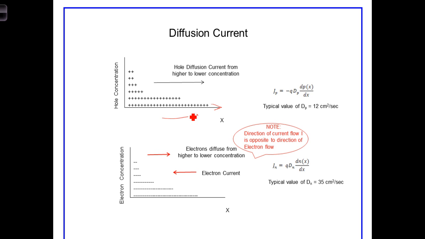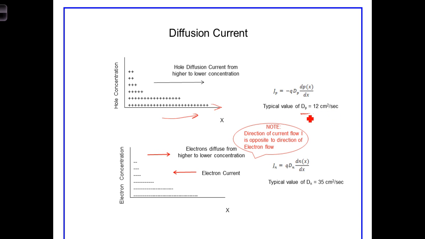So we've got this constant D. D is known as the diffusion constant, or the diffusivity of the semiconductor. Once again, it's a characteristic of the type of carrier, whether it's a hole or electron, and the type of material, silicon or some other. A typical value for the hole diffusivity in silicon is 12 centimeters squared per second.